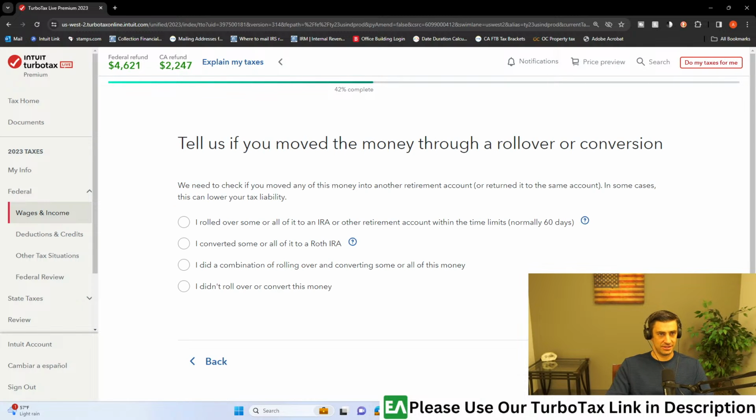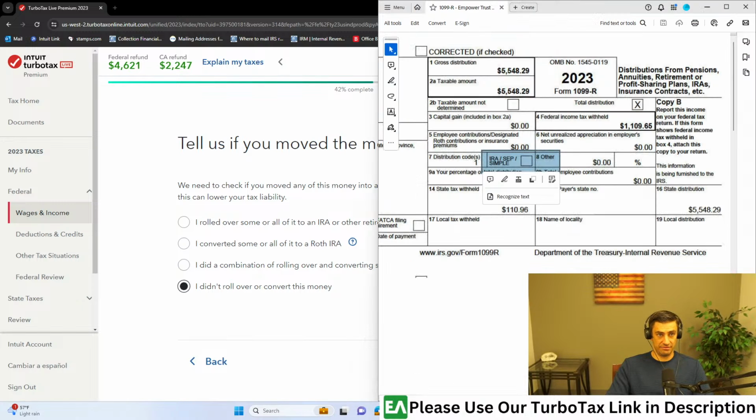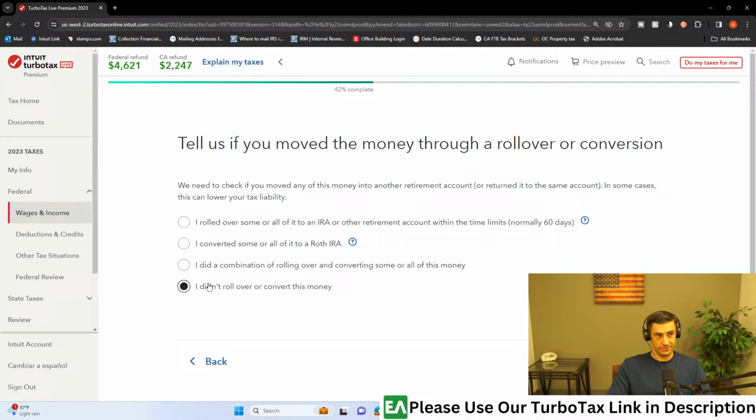Let's say I just took money out because I want to take it out of the retirement account. I don't want to deal with that no more. Tell us if you moved the money through a rollover. If you did it through a rollover, what you have here should say G right there, but if you didn't, then that's what happens. Essentially, you can do it this way and then put it back into a retirement account within that 60-day time period.